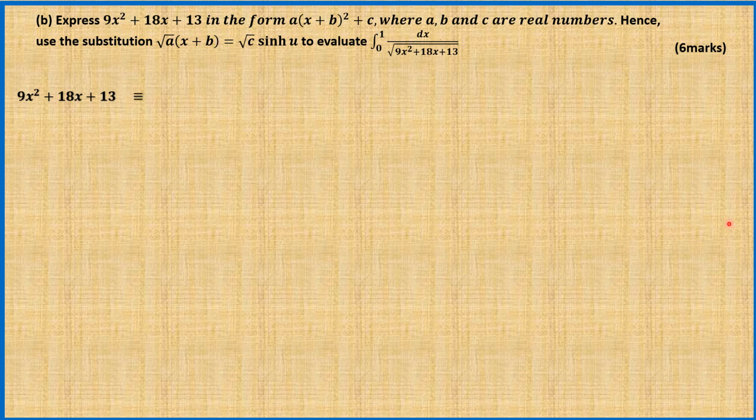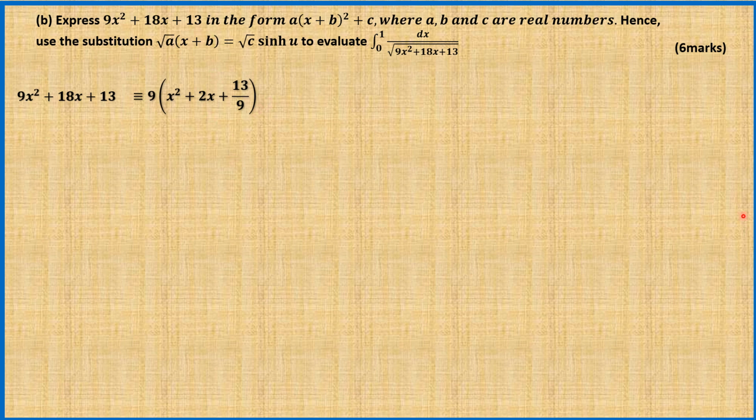We are going to factor out 9, because to apply the method of completing the square, we want to ensure that the coefficient of x squared is unity. So we factor out the 9. By so doing, we divide each of these terms by 9. So what are we left with? x squared divided by 9, 18 divided by 9 gives 2x, and you have 13 divided by 9.